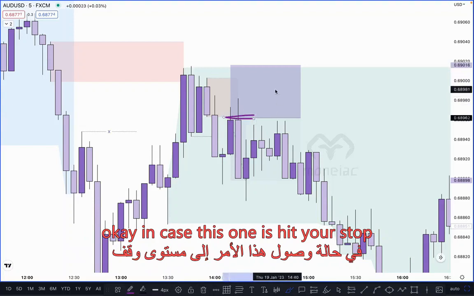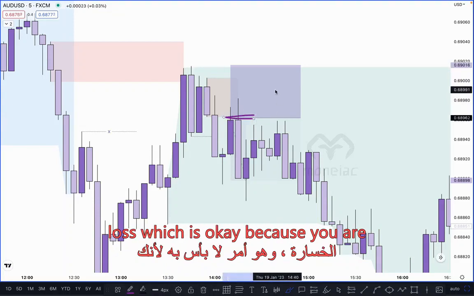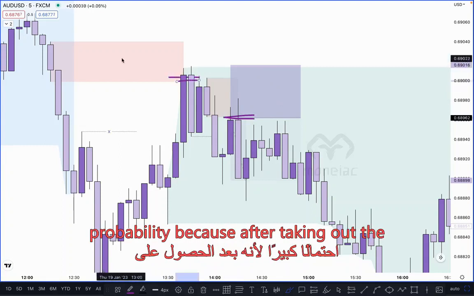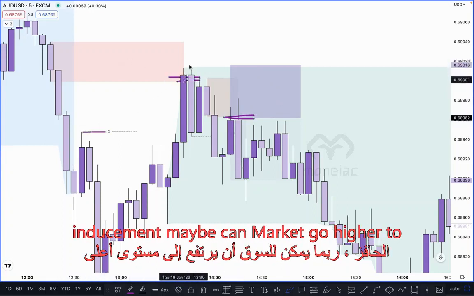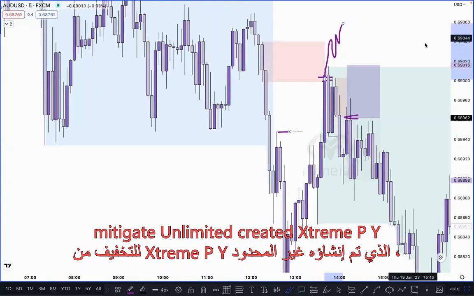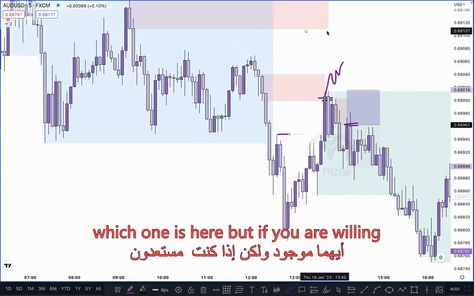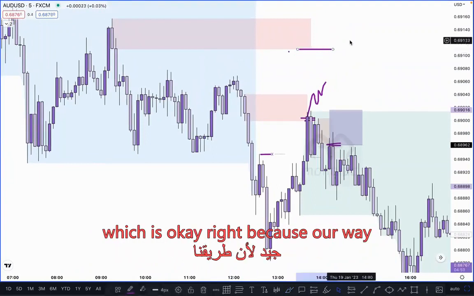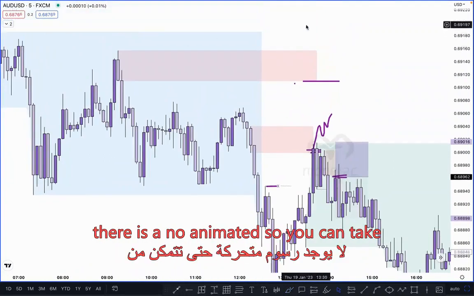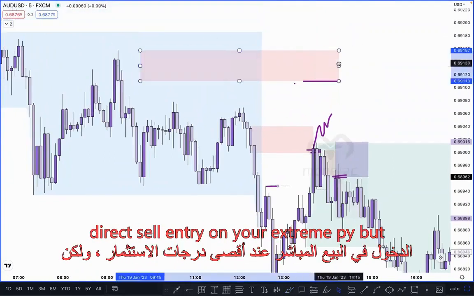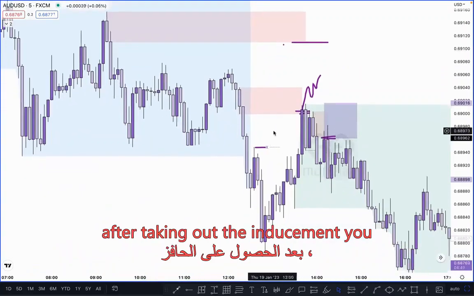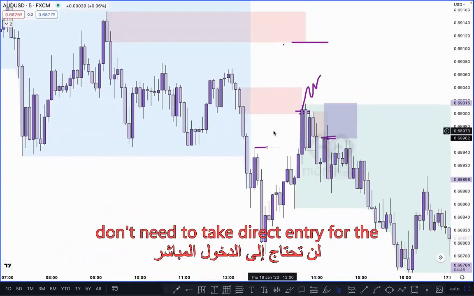In case this one hits your stop loss, which is okay because you are following your system. This is not high probability because after taking out the inducement, the market may go higher to mitigate the unmitigated extreme POI, which is here. But if you are willing to sell at this point directly, then that is okay, right? Because above it there is no unmitigated order block, so you can take a direct sell entry on your extreme POI. But after taking out the inducement, you don't need to take direct entry for the buy or sell.